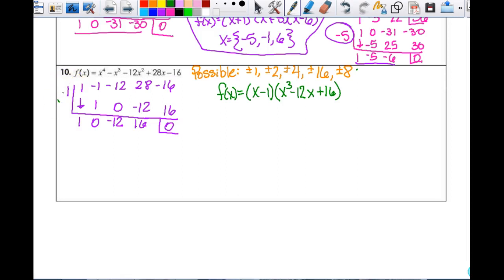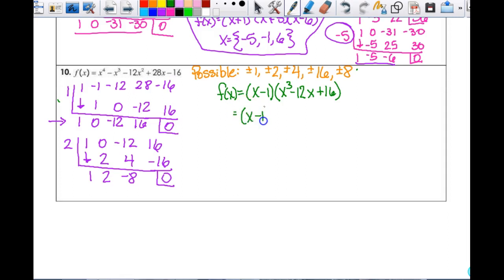So this was 1. I could try negative 1. I can also just go ahead and go to 2. I'm going to use this reduced form right here. So I bring down 1, 2, 2. Oh, thankfully it works, right? All right, so then I've got x minus 1. Since 2 works, that means the factor is x minus 2. And then this right here gives me the rest: x squared plus 2x minus 8.